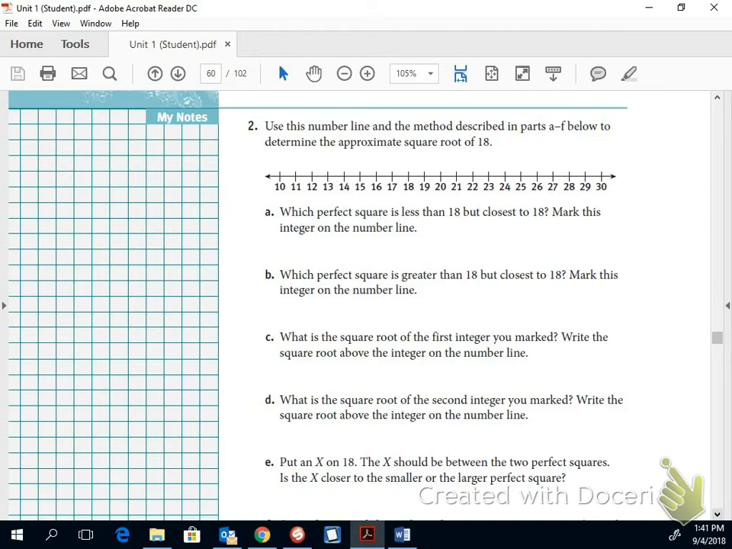So let's go back here. So I've got 4, 9, 16, 25, 36, 49, I'll do one more, 64. Okay? Now, I ran through a little bit about perfect squares just in general, but let's take this one up here. It talks about 18. Square root of 18.